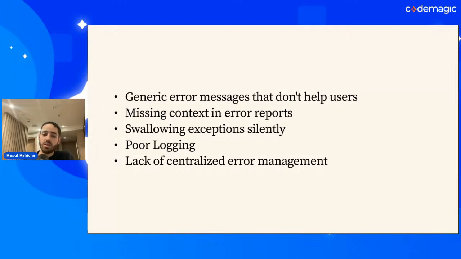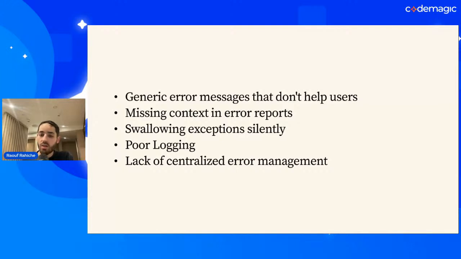So just showing generic error messages is not a good way of handling errors. Missing context in error reports is more of a problem for us as developers, because we are trying to debug errors in the wild. People use the apps in different ways you never expected. So you would like to know as much detail as possible.